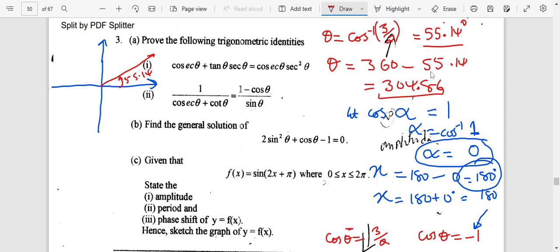That is obviously in the fourth quadrant, somewhere here. You need to know that this 55 is the same as this angle below here. So the angle that we've determined now is this one, which is 304.86. Then the other angle that you have found is 180, and 180 is here. So these are the solutions that we have found. Now to write a general solution, let me have some space.